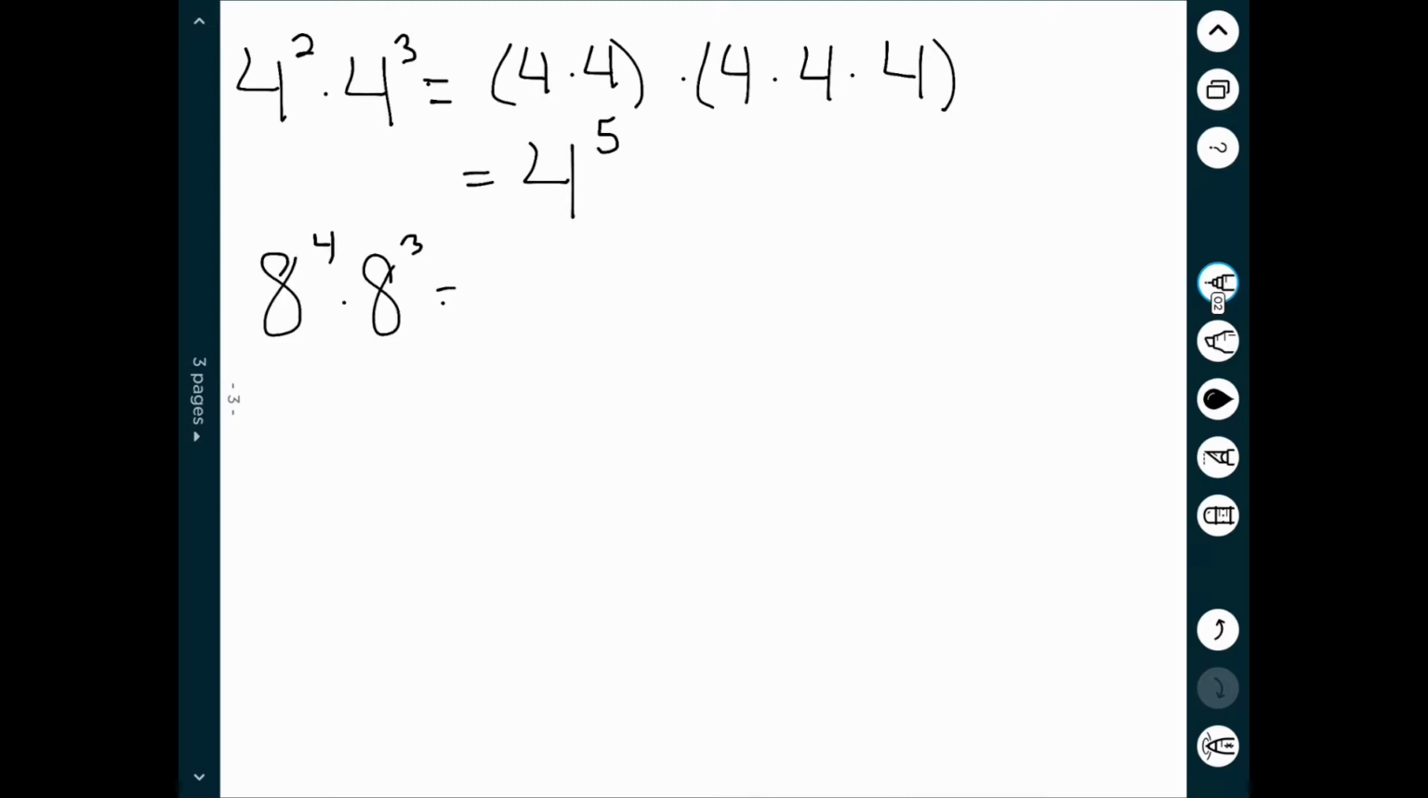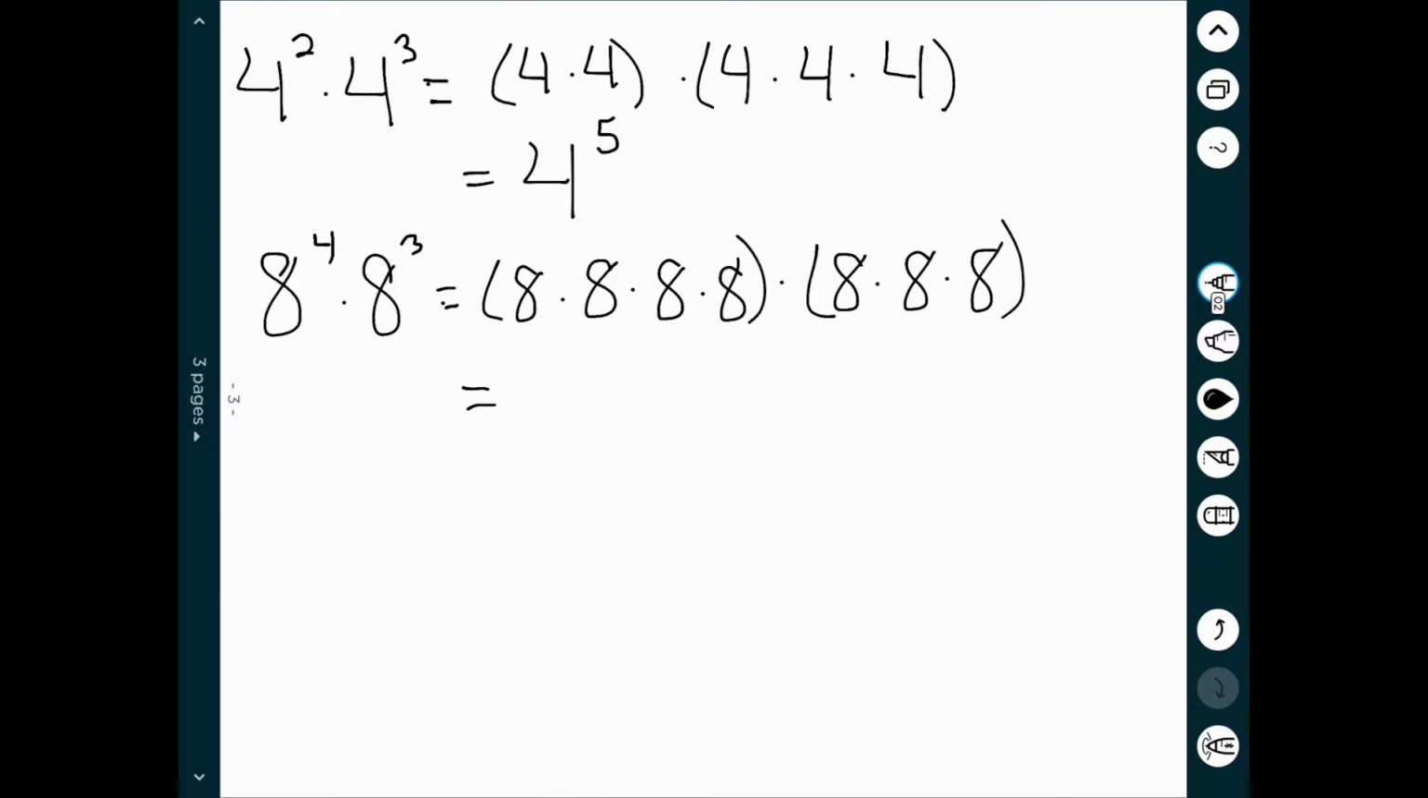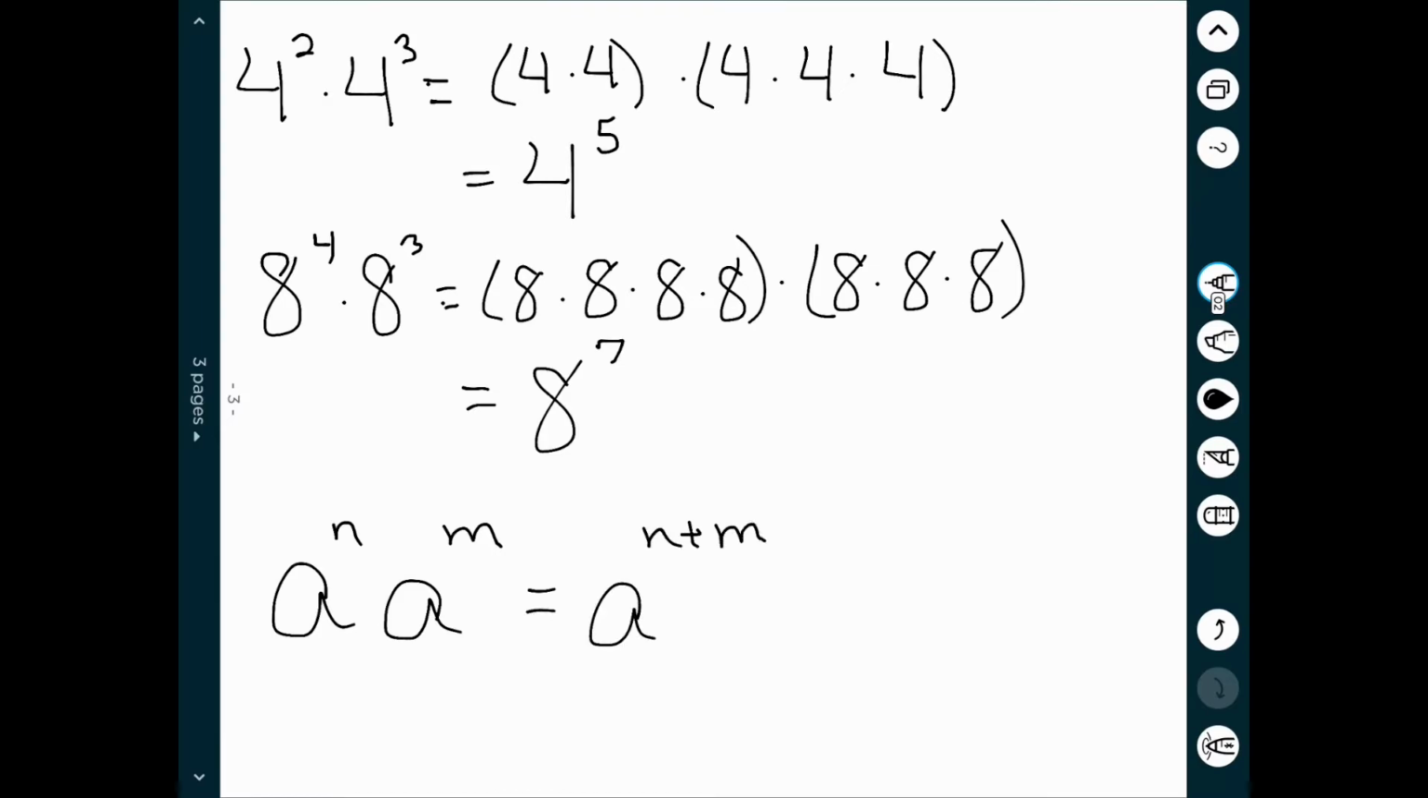Another example, 8 to the 4th times 8 cubed. Well, 8 to the 4th means I have 4 eighths, and 8 cubed means I have 3 eighths. So total, we can count and see that we have 7 eighths. So this is the same thing as 8 to the 7. In general, a to the n times a to the m is equal to a to the n plus m. We can just add the exponents.